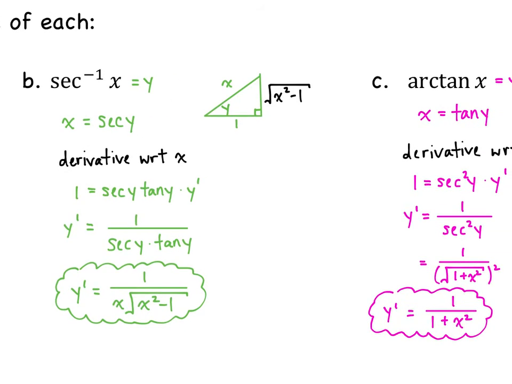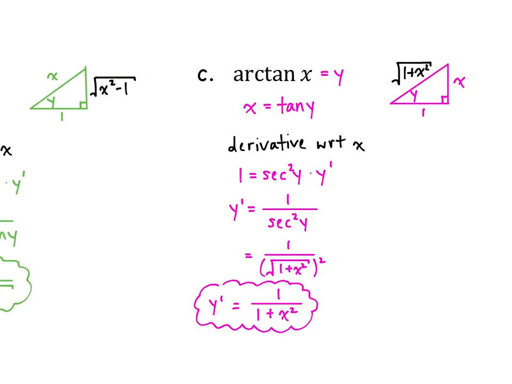Then for arc tangent of x equals y, or inverse tangent, remember those are interchangeable there. Solving for x, we get x equals the tangent of y, setting up our right triangle. All right, if tangent of y equals x, opposite side is x, adjacent side is 1, we can solve using the Pythagorean theorem for the hypotenuse. Derivative with respect to x is the derivative of tangent is secant squared, don't forget times y prime, so then y prime equals 1 over secant squared.